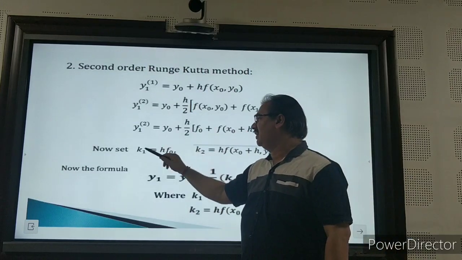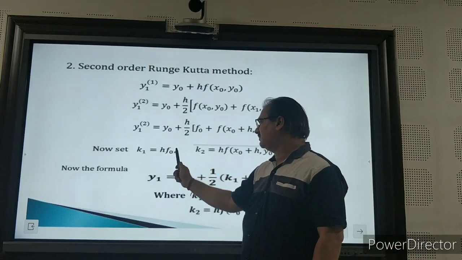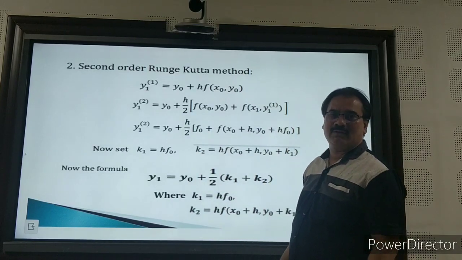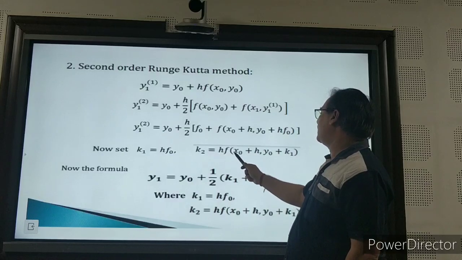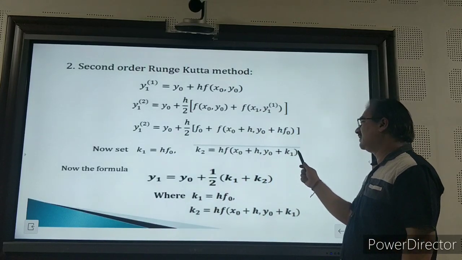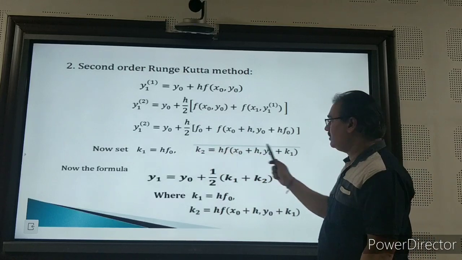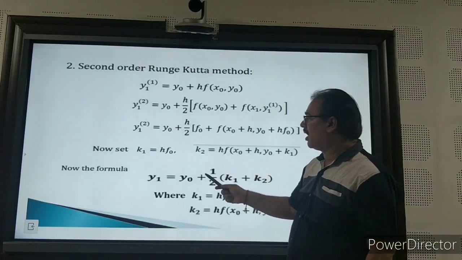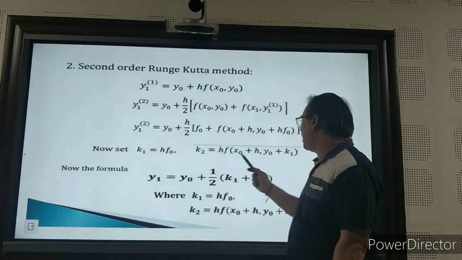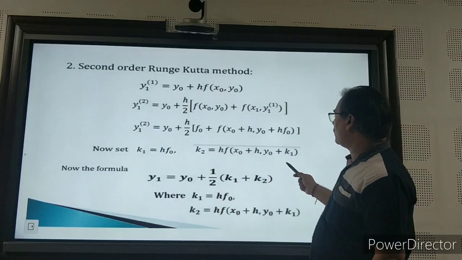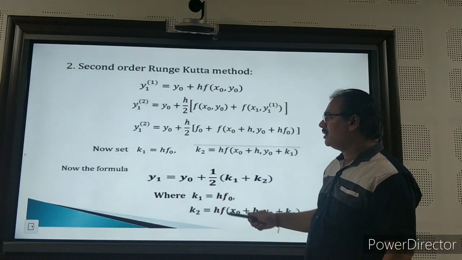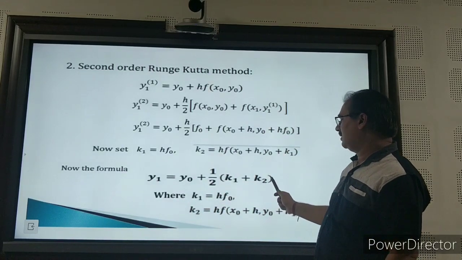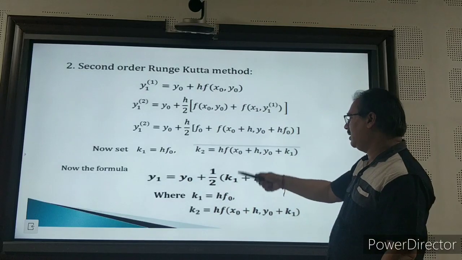Now here, what he did was define k1 as h f naught, where f naught is f of x naught, y naught, and k2 as h f of x naught plus h, y naught plus k1, where k1 we have already defined. It means the advantage of this k1 has already been taken in the second step, in the form of addition to y naught. Now the formula is y1 is equal to y naught plus half of k1 plus k2, where k1 and k2 have already been defined here.